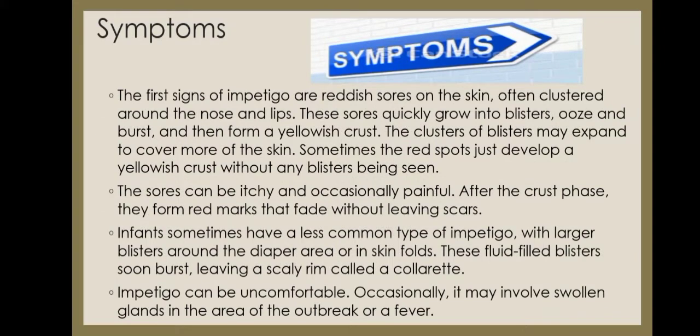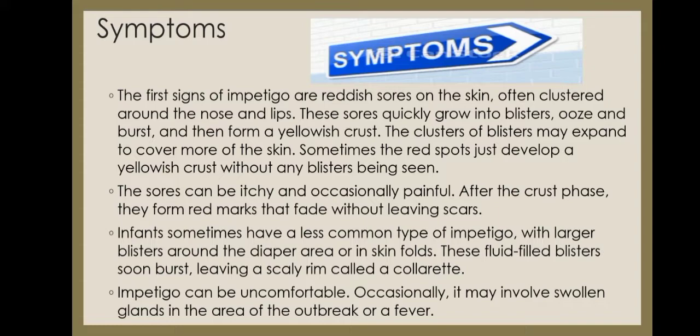So we need to remember the impetigo symptoms. The first signs of impetigo are reddish sores on the skin, often clustered around the nose and lips. These sores quickly grow into blisters, ooze and burst, and then form a yellowish crust. The cluster of blisters may expand to cover more of the skin, and sometimes the red spots just develop a yellowish crust without any blisters being seen. Further, the sores can be itchy and occasionally painful. After the crust falls off, they form red marks that fade without leaving scars.